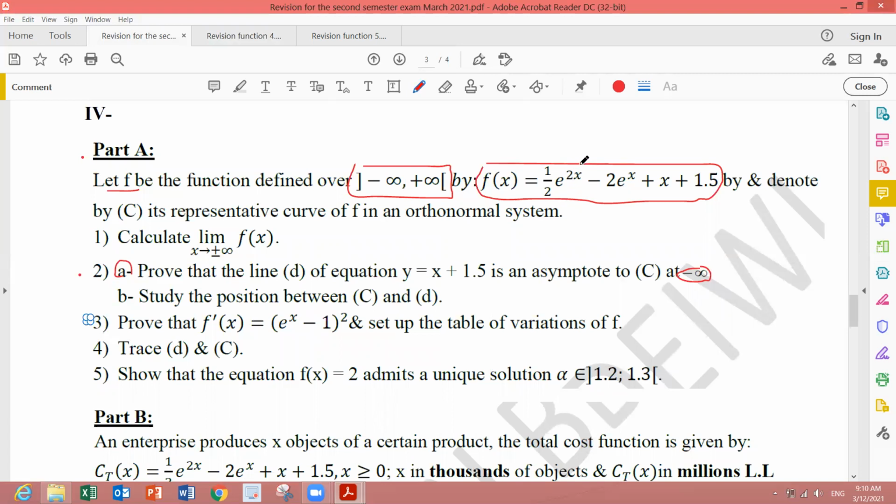Derivative. Derivative of e to the u. First, I take the derivative of the power. Derivative of 2x is 2. I multiply it by half. It becomes 1 times e to the power 2x. Derivative of e to the x is e to the x, minus 2e to the x, plus 1. So don't forget: the derivative of e to the u equals u prime times e to the u.